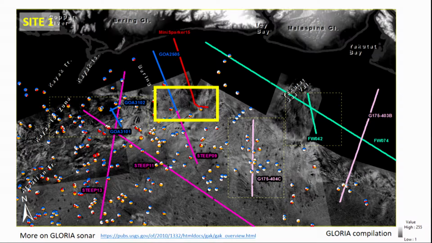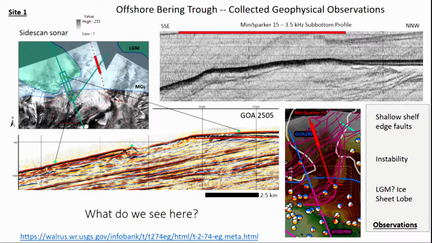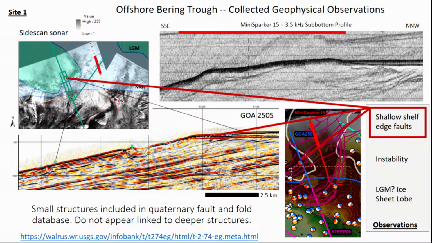So let's look at our first site, and what we're going to see here is a few different things. We see some shallow shelf edge faults in the backscattered sonar, and we also see these in the seismic line GOA 2505. We see on our GWR map that we have some fault signal there. We have a little point with a red wedge on it, and so we're seeing the fault as a process here.